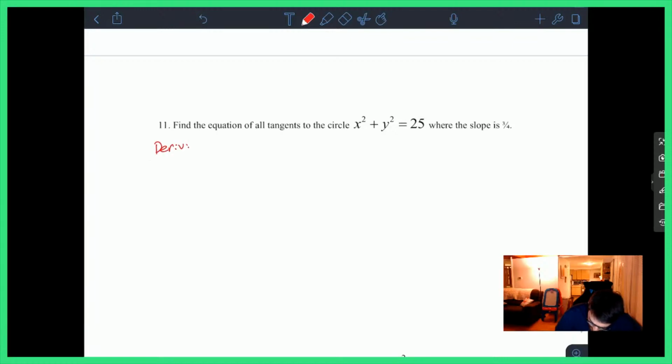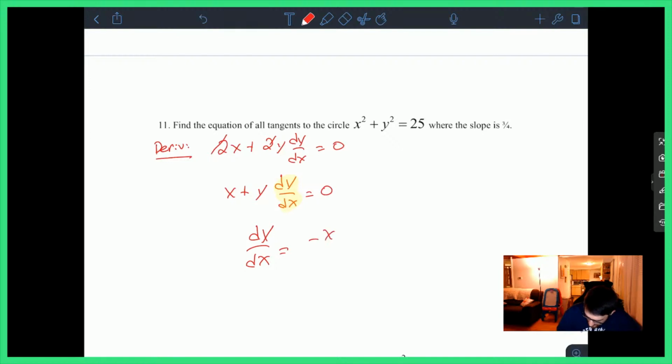So the derivative, which I'll notate with dy/dx because there's no way to write f prime of x here, is equal to 2x plus 2y dy/dx is equal to 0. This is the derivative of the function. I could divide through by 2, giving me x plus y dy/dx is equal to 0. The next thing I need to do is isolate my dy/dx. So I'm going to subtract x and divide by y, giving me negative x over y as my derivative.